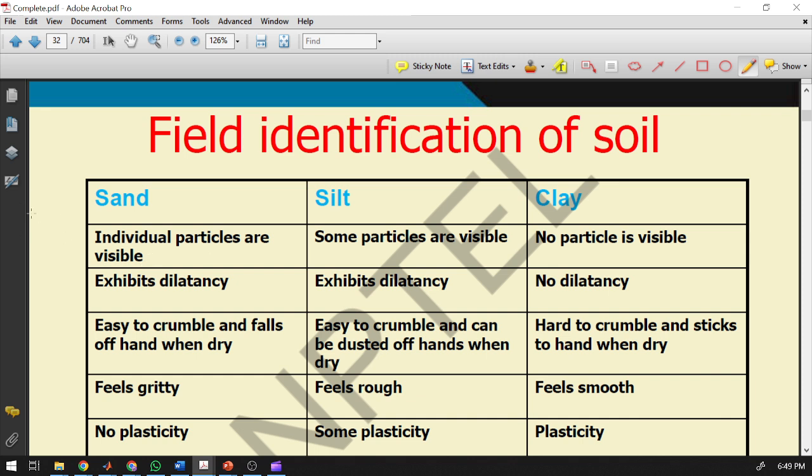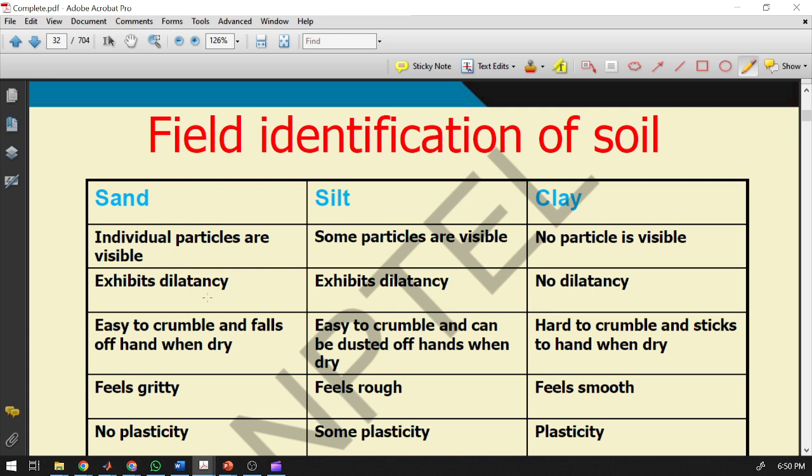We have not discussed clay here because it is greater than... so not clay, gravel. We have not discussed gravel here because that is more of a transportation kind of thing, and usually we don't do constructions on gravels, and they're more related to subgrades and roads. So when we talk about soils, we usually talk about sand, silt, and clays. And how you identify in the field: individual particles are visible, that we already know.